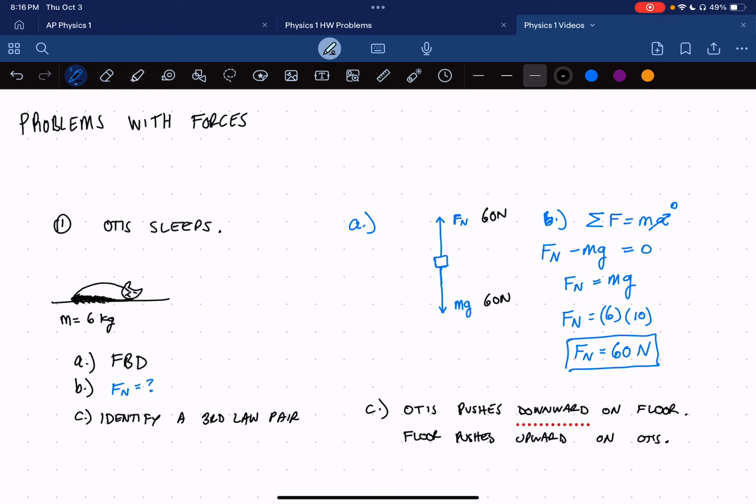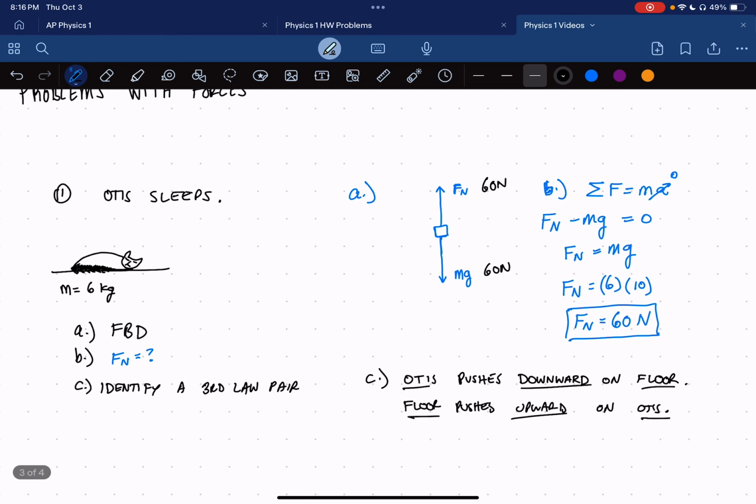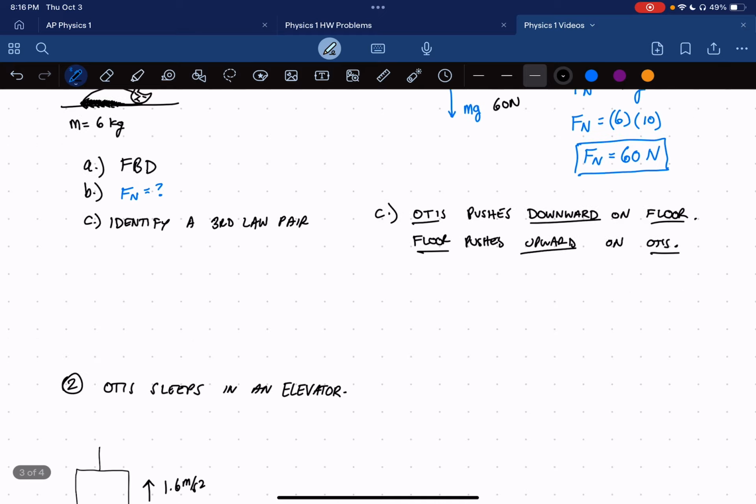Cool. And there we go. Whenever you're making these statements, you always want to have two objects. And you also want to show which direction those objects are pushing on the other one. And it's a perfectly good statement, perfectly good third law pair of forces. Let's keep going.